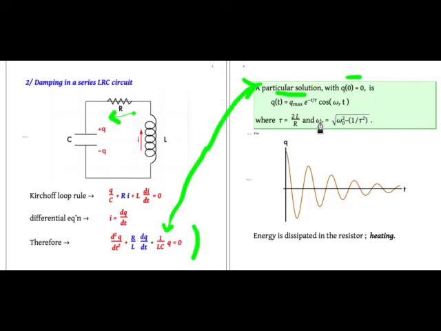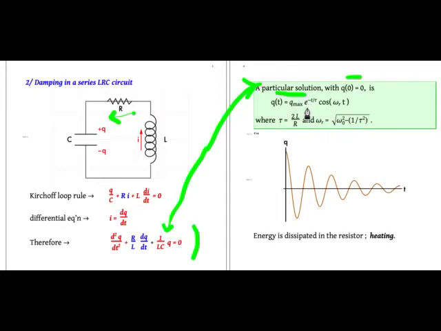So, because of the resistance, there's a change in the frequency. If R were equal to 0, then omega sub R would just be omega 0. Because if R were equal to 0, then tau would be infinite, and this 1 over tau would be 0. So I would just have the frequency 1 over the square root of LC. But because of the resistance, there's a small change in the frequency.